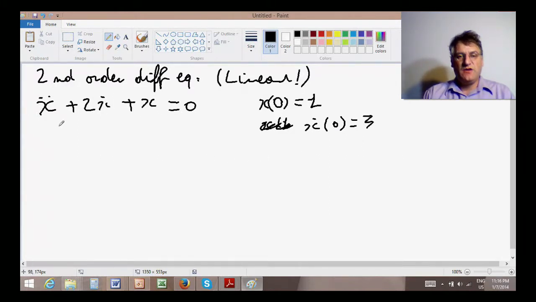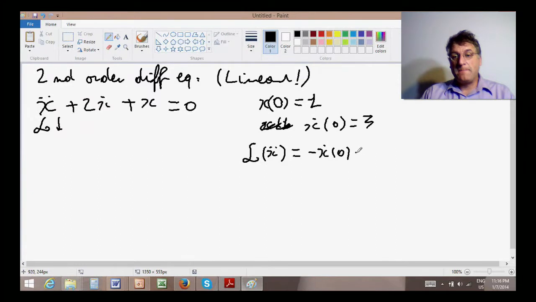So first we take the Laplace transform. And the Laplace transform of x double dot is going to be what? Well, it's getting interesting. The Laplace transform of x double dot is going to be minus x dot of 0 plus s times the Laplace transform of x dot.